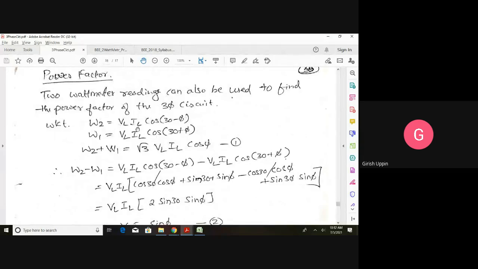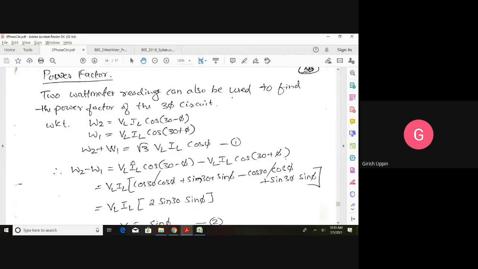W2 is equal to VL IL cos(30° − φ). And last time I told you W2 always reads higher than W1. Means W2 is always greater than or equal to W1, but it will never be less than W1. If in the problem they give just the wattages, you should take the highest number as W2, and the lower wattage as W1. That one thing you have to remember. So this is the first equation you have to remember. W1 is equal to VL IL cos(30° + φ). This is the second equation.